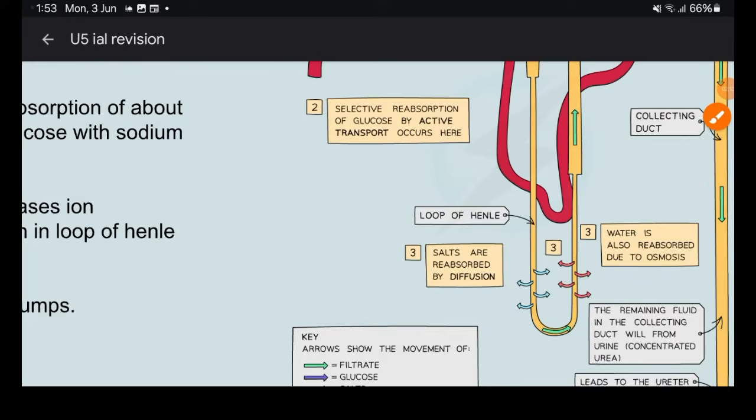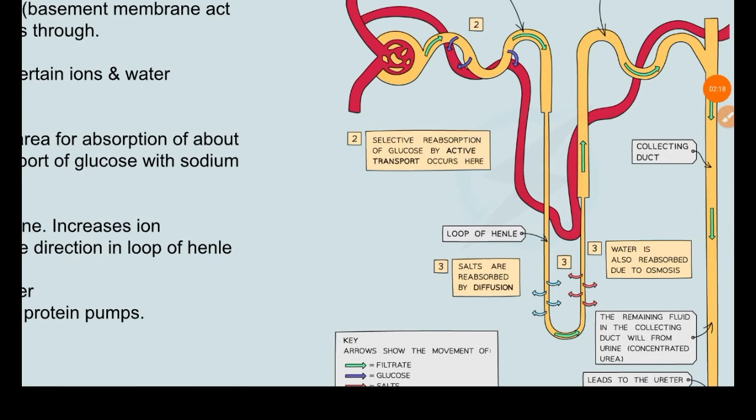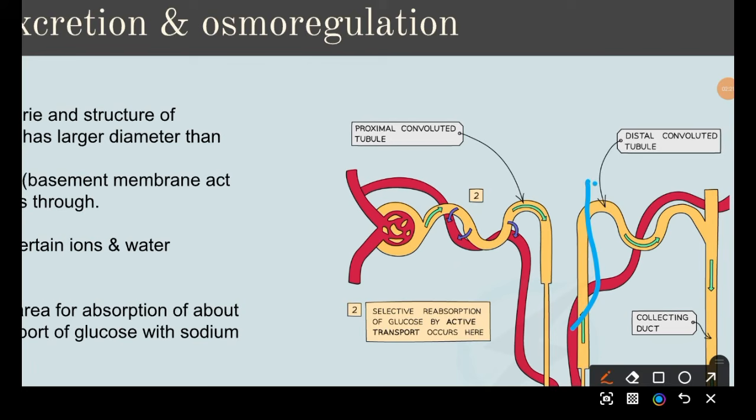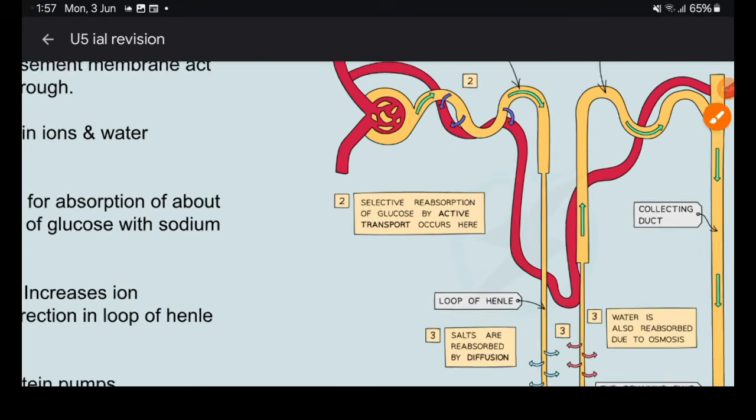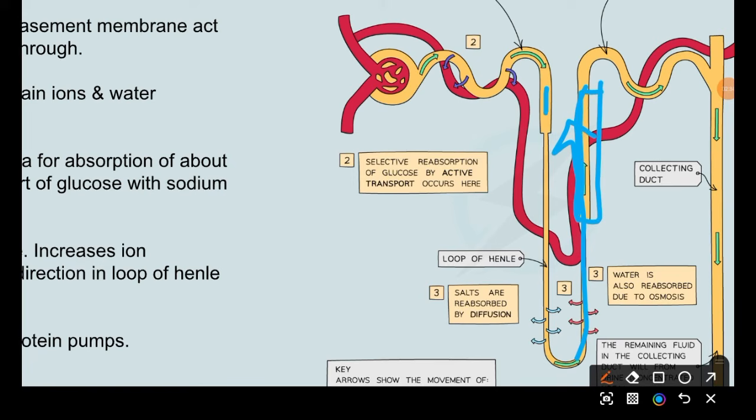Let's explain this part here. As we can see here, the loop that's going upwards is going to be called the ascending limb. The ascending limb, as you can see here, is thicker than the descending limb, which is going down.